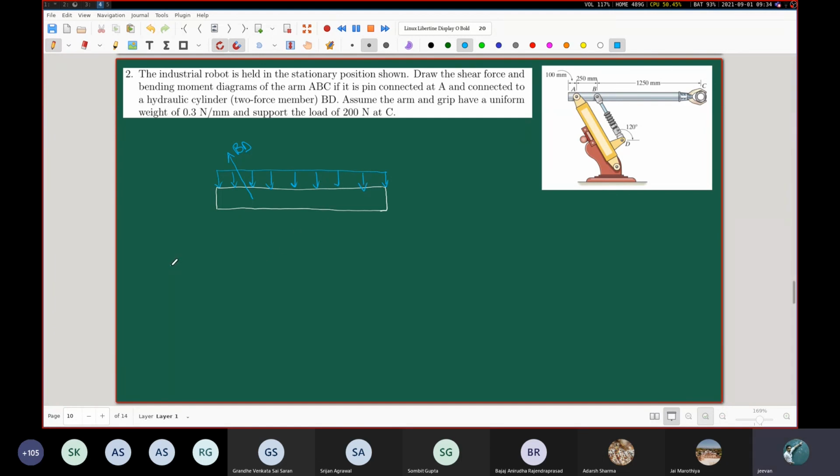What else is there? Reaction at A and force at C. So let me draw this force at C. Let's say this is P. P will be equal to 200 Newton. And at A, what do you think the direction should be? We can take the components simply like this.